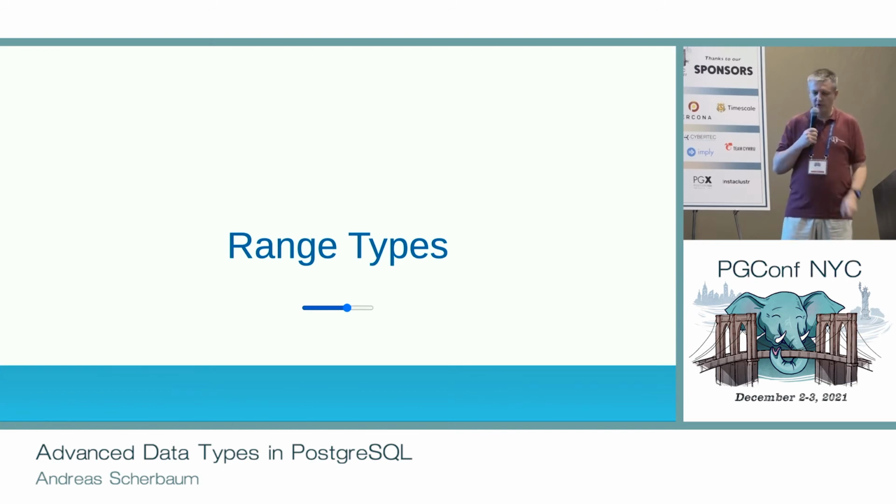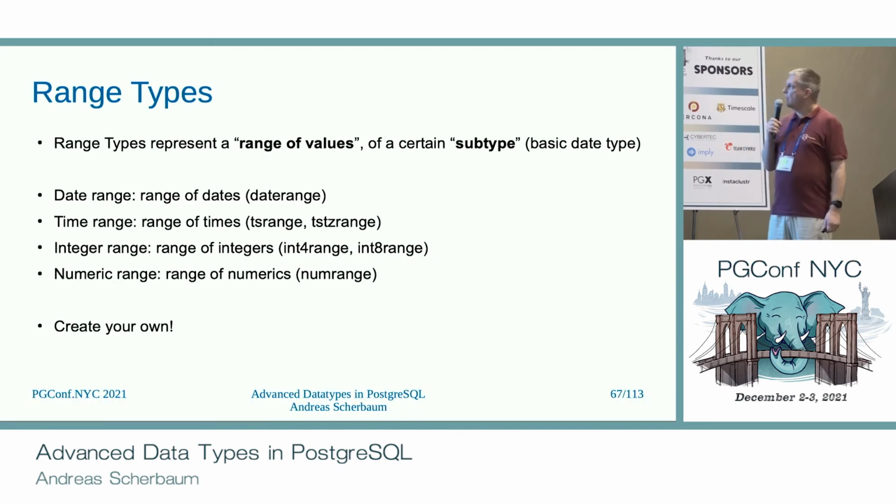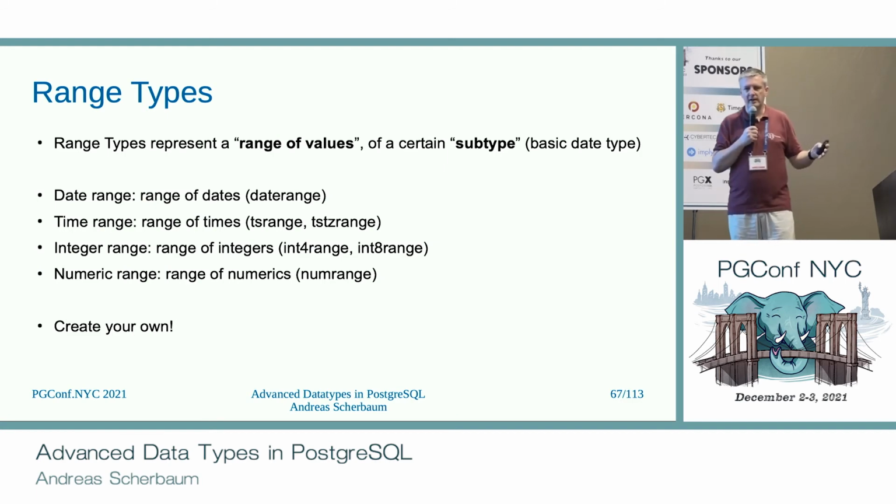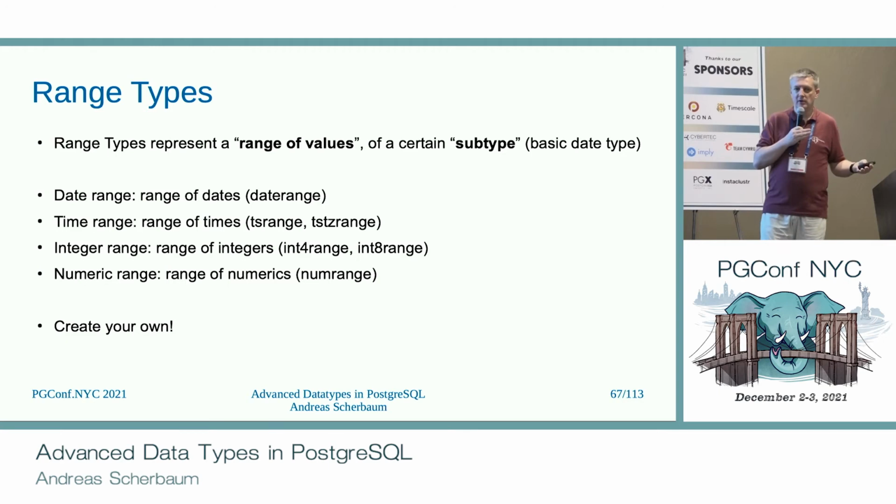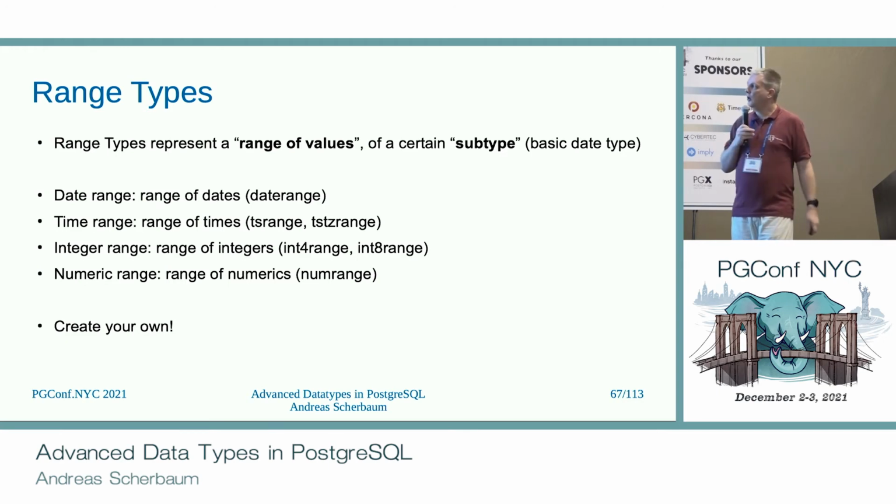Okay, so we briefly mentioned range types here. Let's have a look into them. As I mentioned before, the range types have a certain range, a start and an end. It's always two values. We can have date ranges, like a start date and an end date. We can have time ranges, date and time, or just time, start time and end time. We can have integer ranges or numeric ranges.